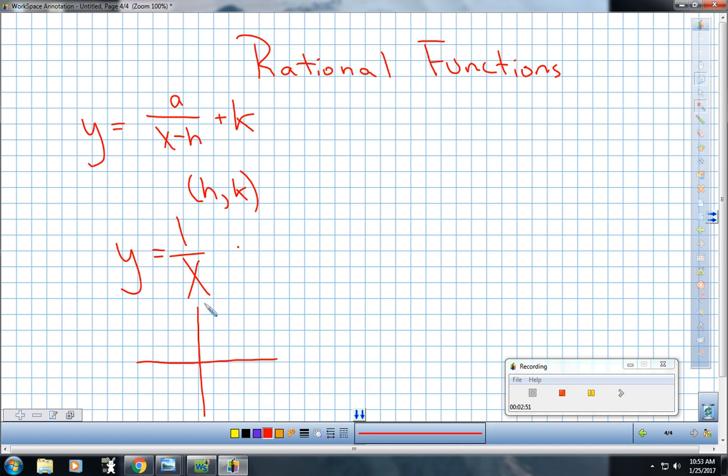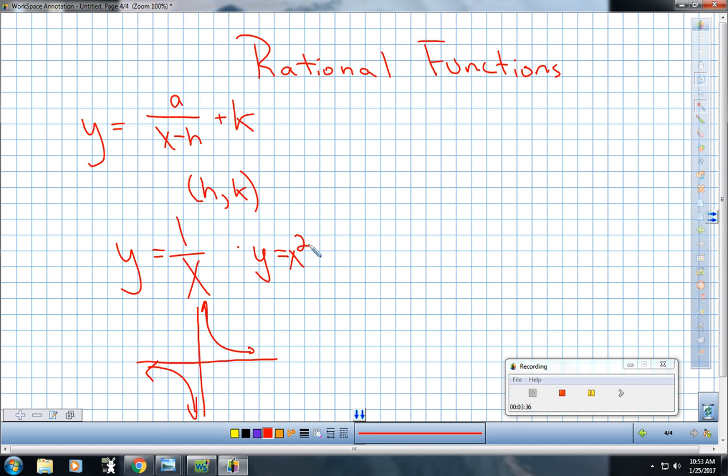Okay. The parent function just looks like that. It has branches in the first and third quadrant. The parent function is the function before you do anything to it, before you shift it up, down, right, left, big, small. Like when we were graphing a parabola, that's the parent function of a parabola before you do anything to it. That's just the general idea of what a function looks like. Does that make sense, Gracie?